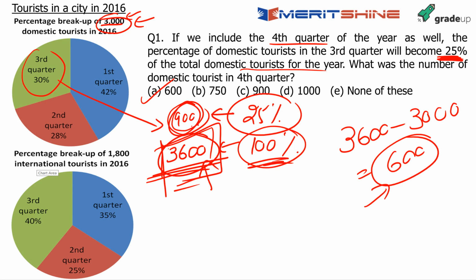Tavishi, it's affecting the total. That's why the total is becoming 3600 now, including the fourth quarter. For the first 3 quarters, we already know it is 3000. So the difference is 600, which is the number added for the fourth quarter.